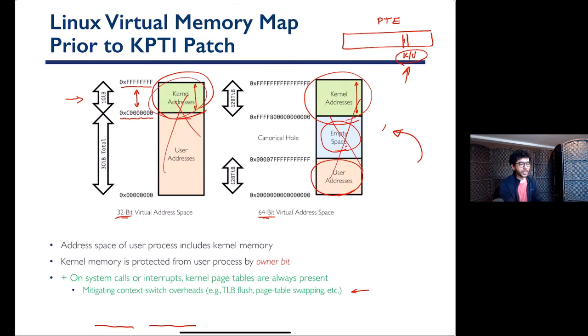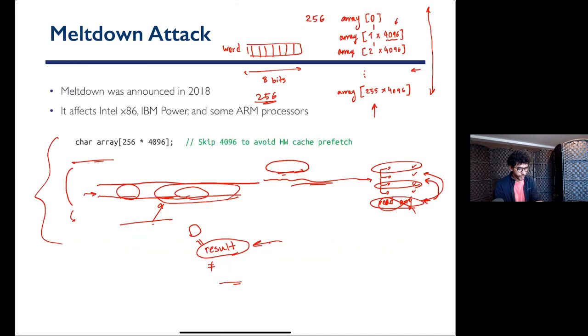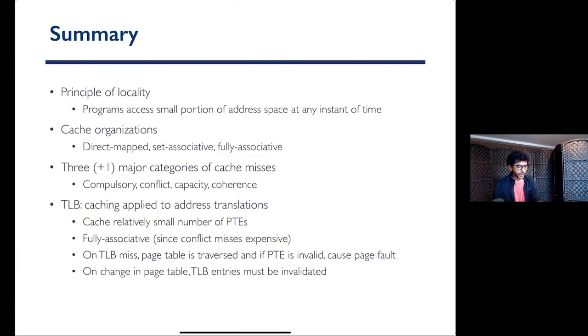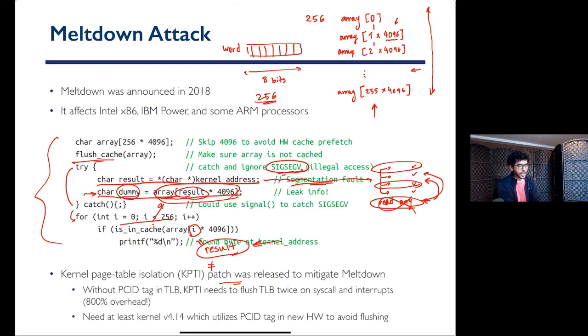The operating system doesn't attach its kernel address space to every process because of this. So this patch was introduced. Now, in some cases, it actually caused a slowdown of 800%, so 8 times slower, because for your kernel functions you now have to do the translation as well, so it makes it a lot slower.